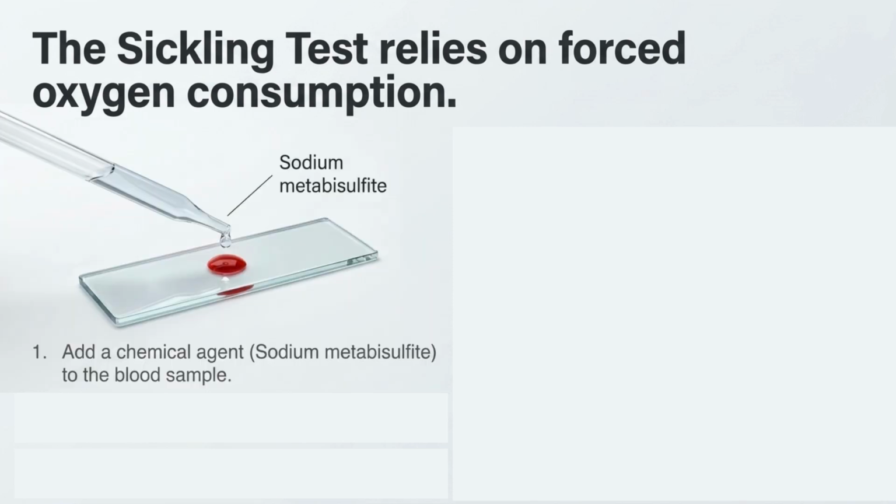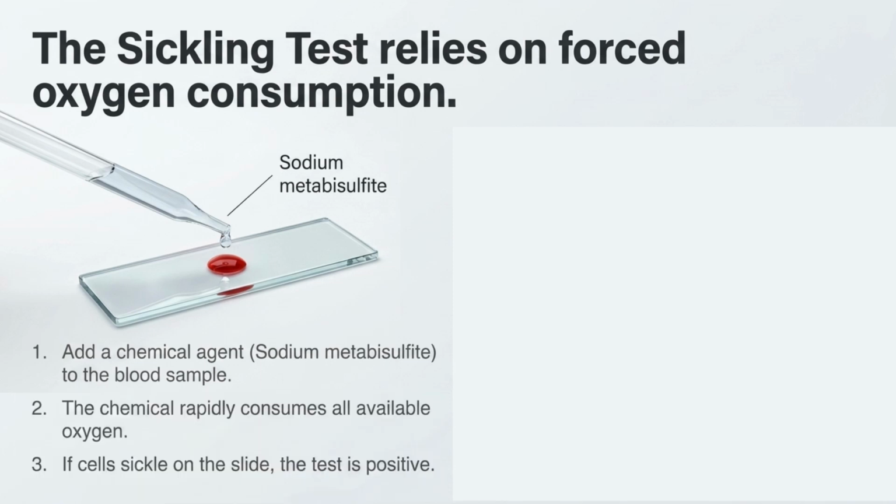What about lab tests? The sickling test relies on forced oxygen consumption. We add a chemical agent called sodium metabisulfite to the blood sample, which rapidly consumes all available oxygen. If the cells sickle on the slide, the test is positive.